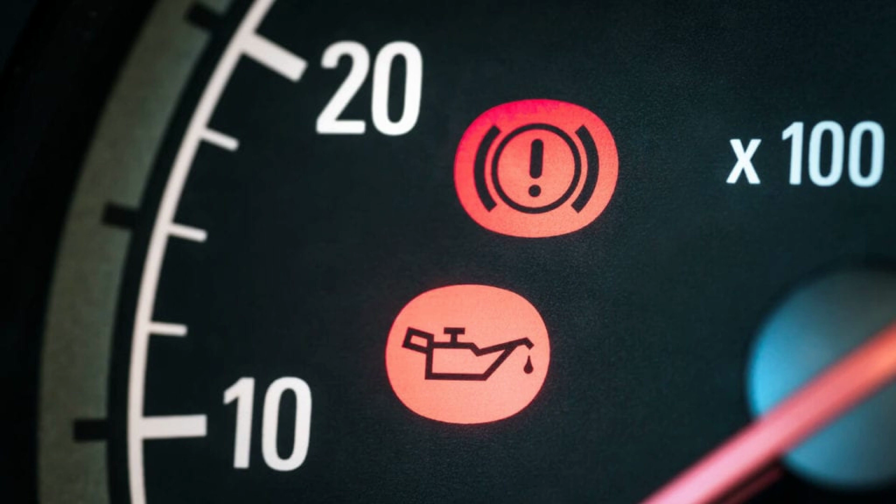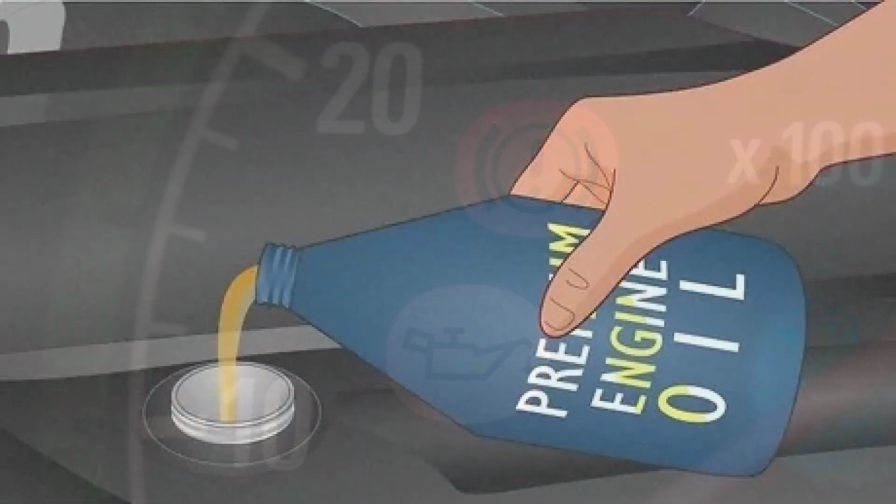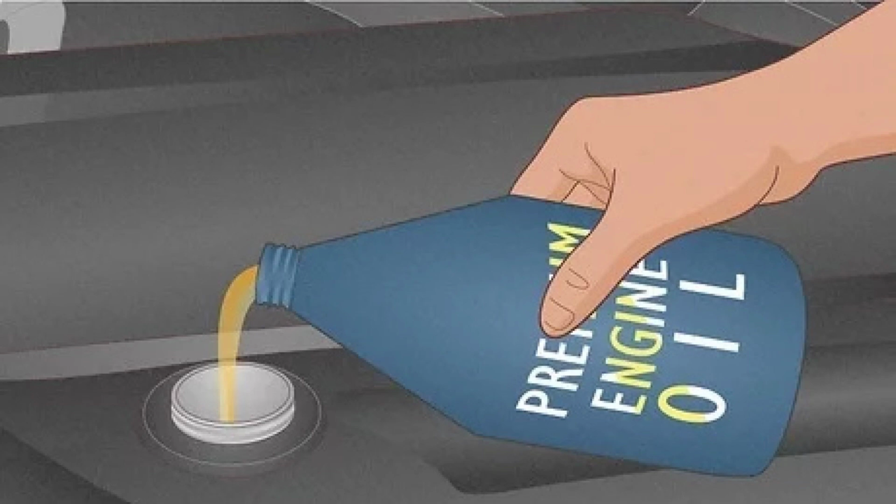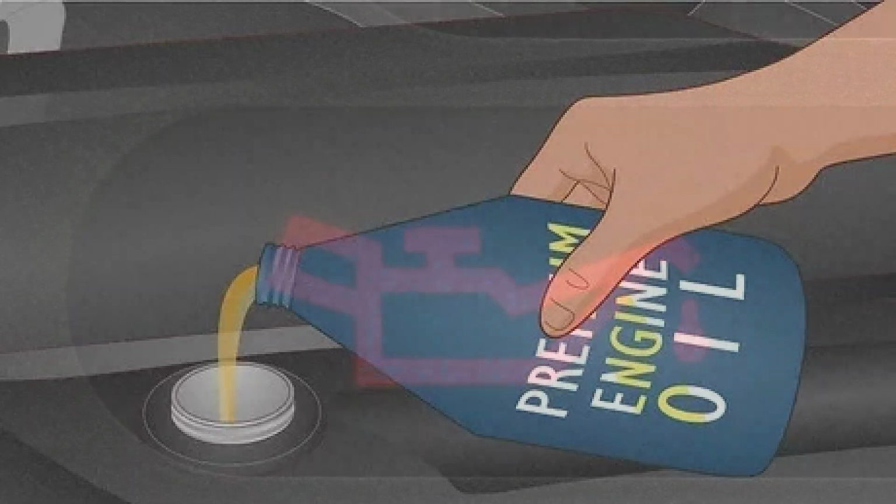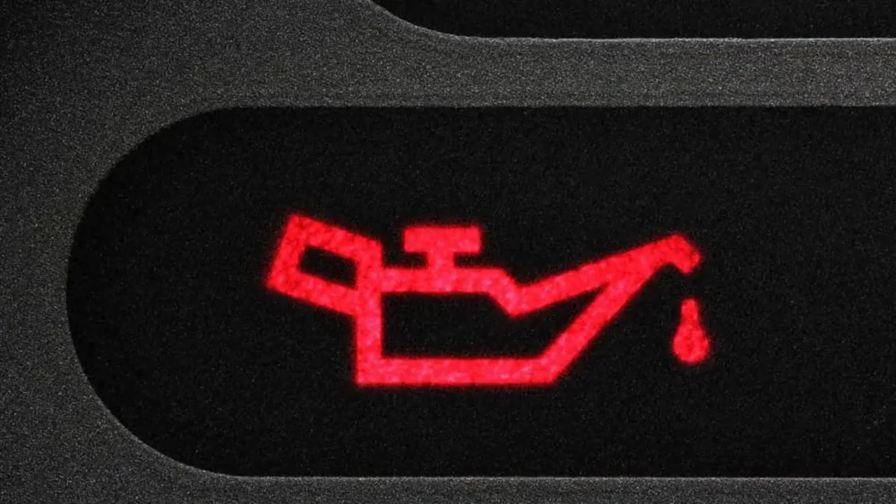Diagnosing the P0522 code involves a series of steps to pinpoint the root cause of the problem. Here's a general outline. Check the oil level. Ensure the engine has enough oil. Low oil levels can trigger the P0522 code. Inspect the wiring and connectors. Look for any damage or corrosion in the wiring harness and connectors associated with the oil pressure sensor. Test the oil pressure sensor. Use a multimeter to measure the voltage and resistance of the oil pressure sensor. Compare the readings to the manufacturer's specifications. Check the oil pump. If the oil pressure sensor seems to be functioning correctly, the problem may lie with the oil pump. A qualified mechanic can perform a pressure test to assess the pump's performance.